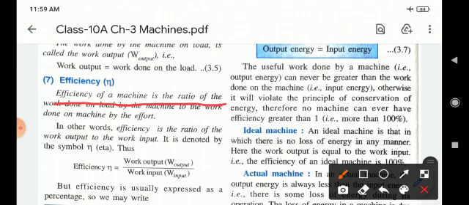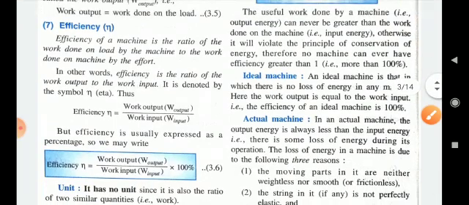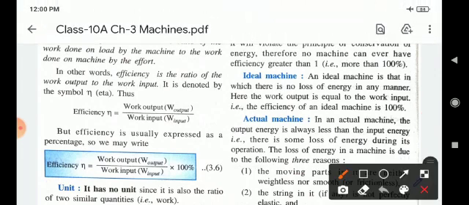Efficiency of a machine is the ratio of the work done on the load by the machine to the work done on the machine by the effort. It is represented by eta. The formula of efficiency is work output upon work input, W output upon W input. Efficiency is equal to work output upon work input into 100, in percentage form.